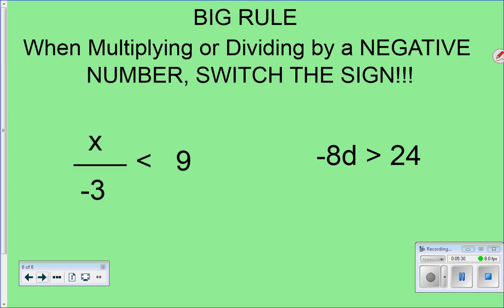Okay, now there's one big rule that you have to know, and we talked about this last year. This has to get in your notebook with circles around it, or hearts around it, or something so you see it. And this is the rule. When multiplying or dividing by a negative number, you must switch the inequality sign.